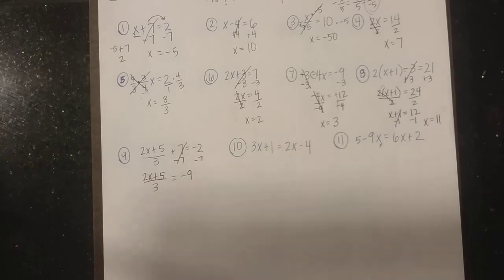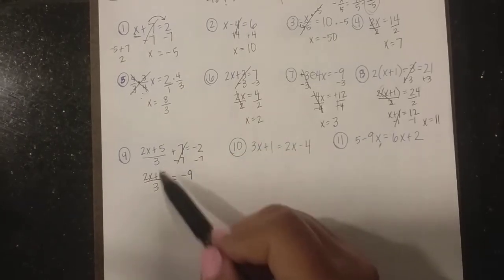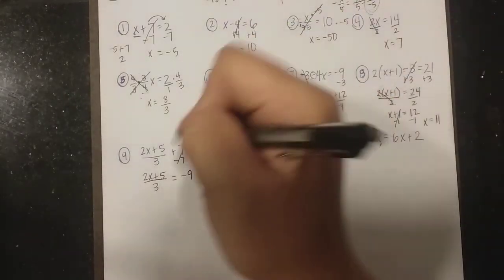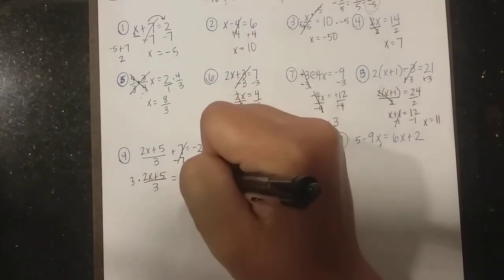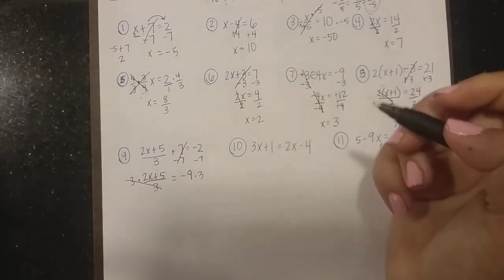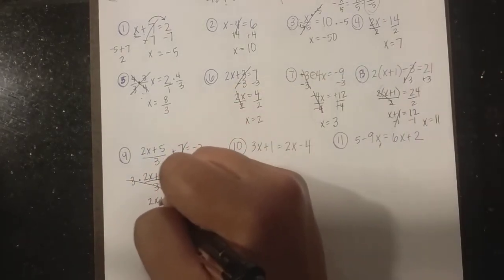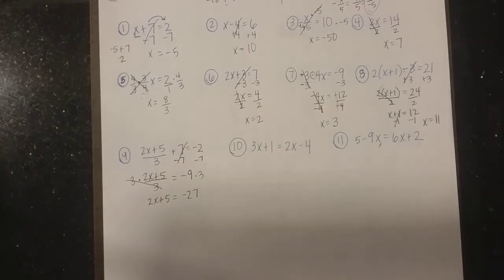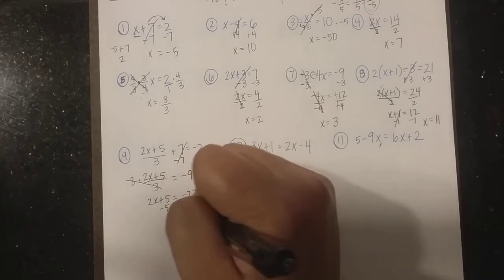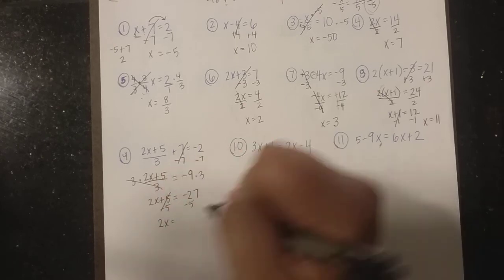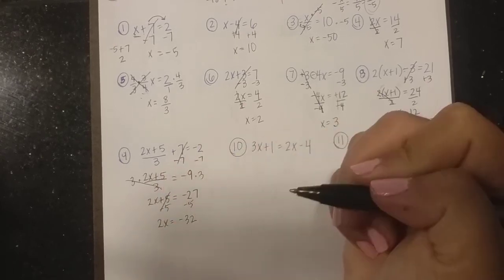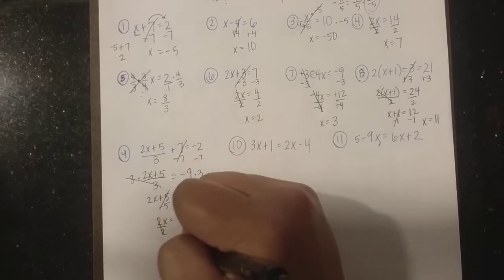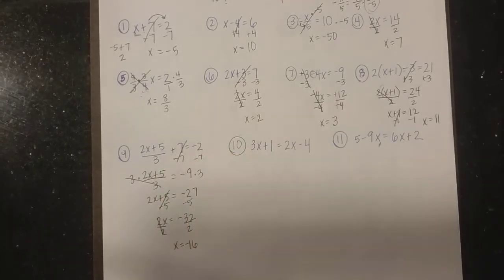And remember, anytime you have a fraction, you can think division. So this is top divided by bottom. So this is the 2x plus 5 divided by 3. The opposite of dividing is multiplying. So we're going to multiply both sides by 3. So I get 2x plus 5 equals a negative 27. And then I can subtract the 5 over. So we get 2x equals a negative 32. And then I can divide by 2. And x equals a negative 16.